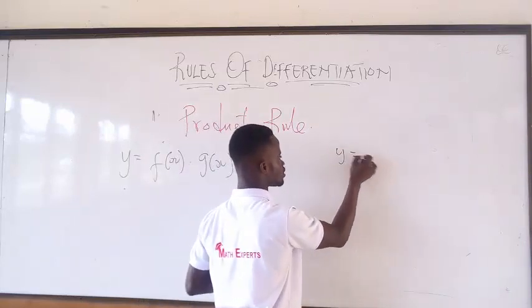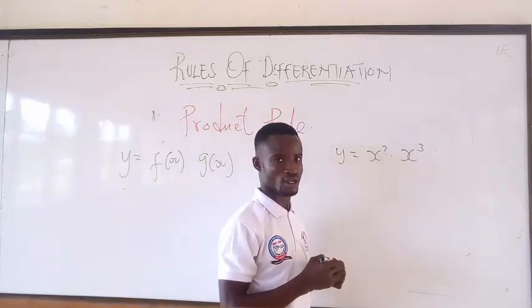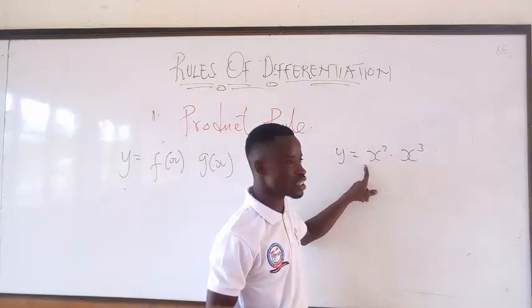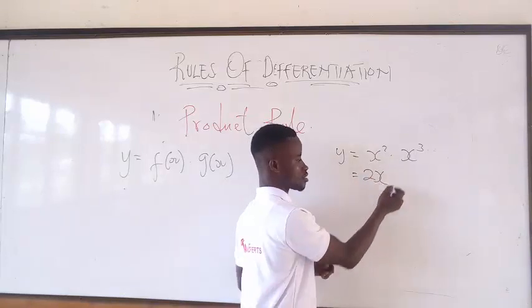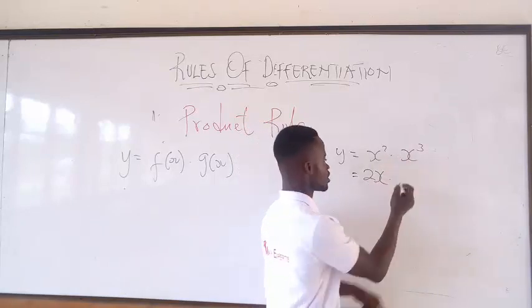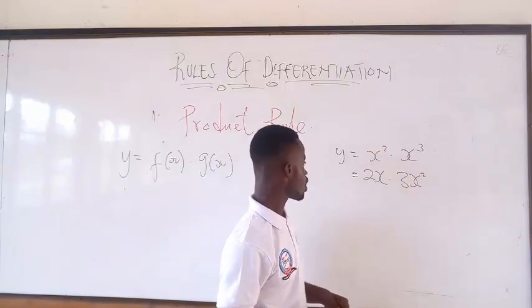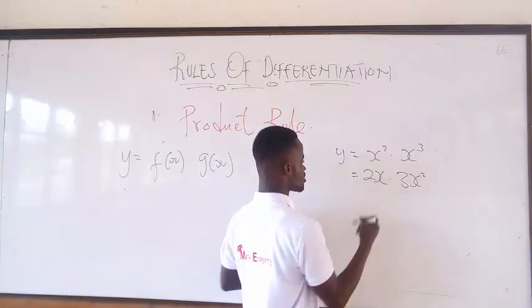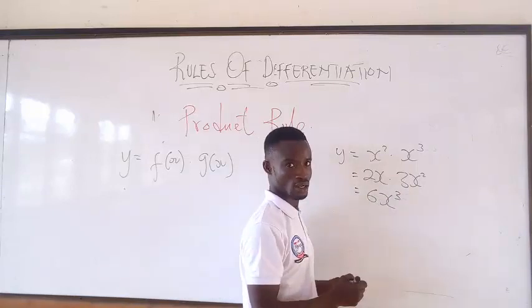Let's say we have y is equal to x squared times x to the power 3. Somebody will say the coefficient is here, the power is here, so this will give you 2x. And the coefficient is here and the power is here, so this will give you 3x squared. So this multiplied by this, you get 6x to the power 3.